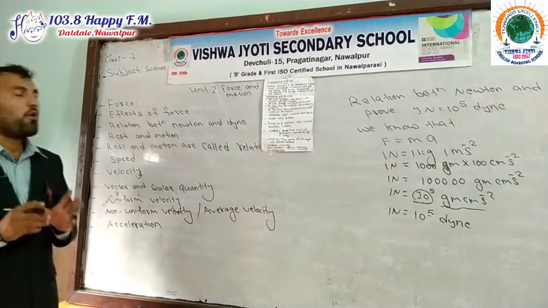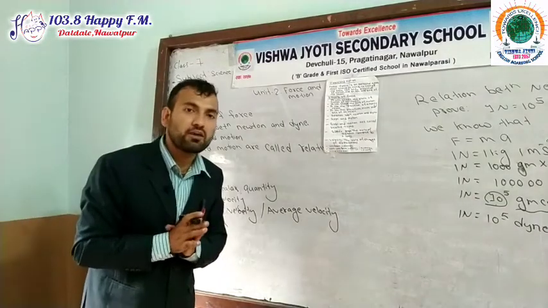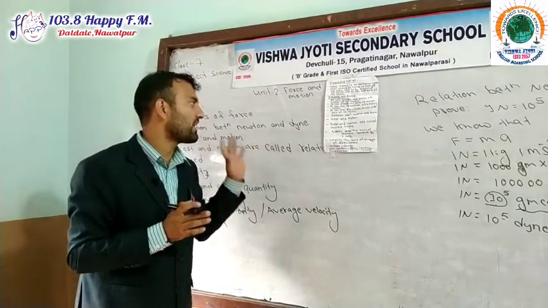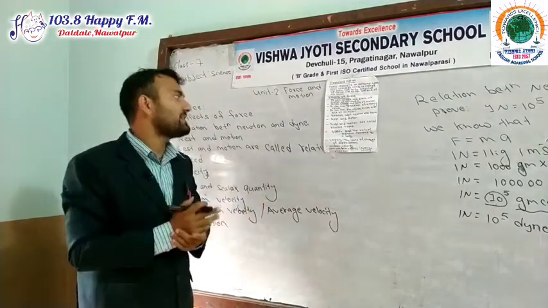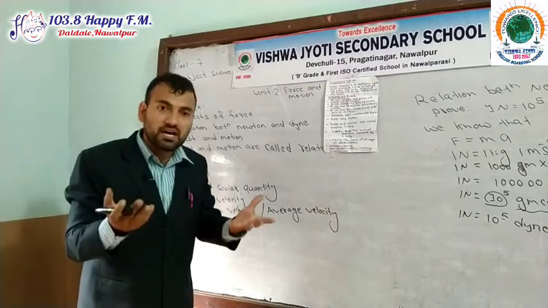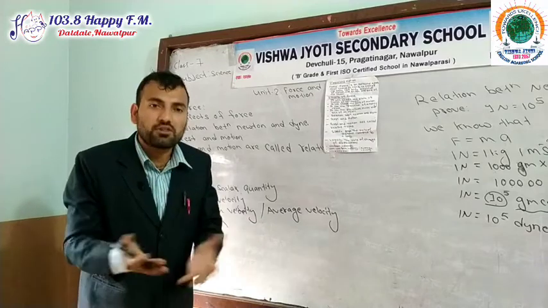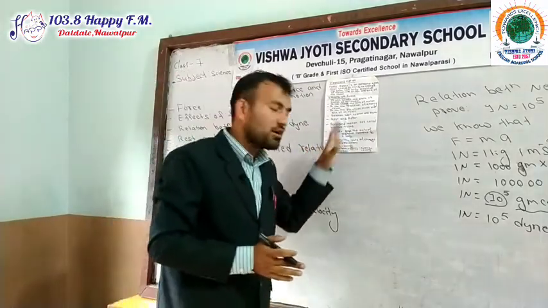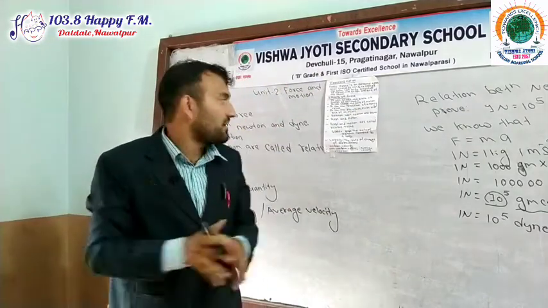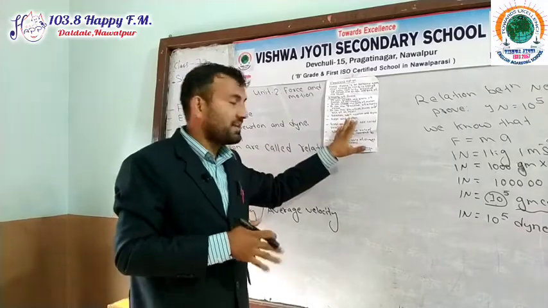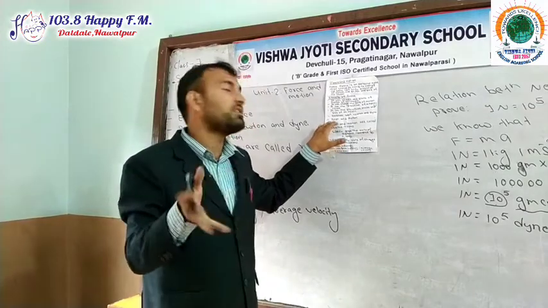What is rest? When a body does not change its position with respect to its surroundings, it is known as rest. Those objects which change position with respect to time are in motion. Rest means cannot change the position with respect to surroundings. Motion means an object can change its position with respect to its surroundings.